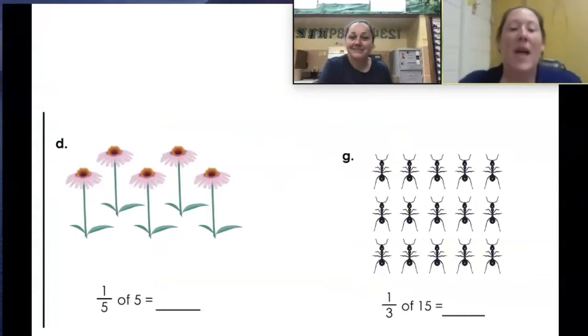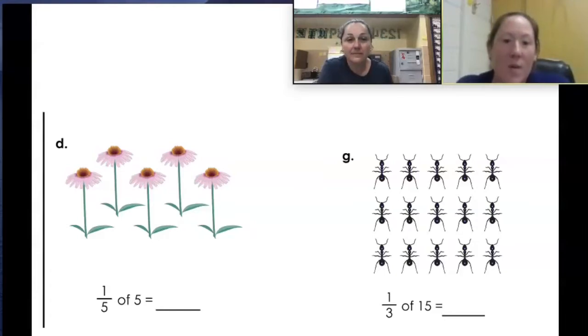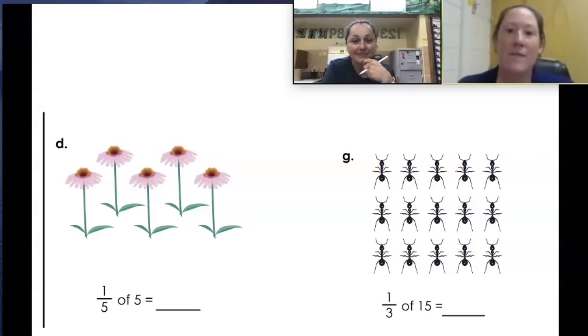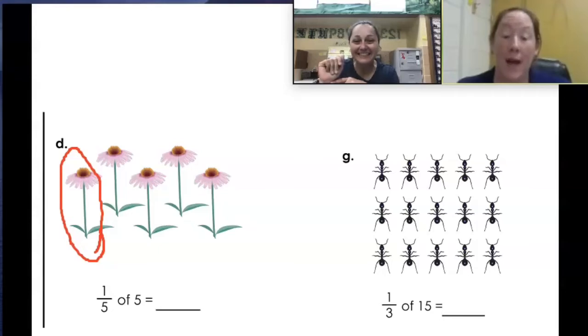Thanks, Mrs. Jones. So here we're going to take a look at parts of a group. So we know that we can have fractions where we take the shapes like Mrs. Jones did and break them into pieces, or we can look at a group of things and make fractions with those. So if we take a look at this first one, I am looking at the flowers and it's asking me to represent 1/5 of 5. So how many flowers is that? Well, let's take a look at our flowers. How many do you see? I have 1, 2, 3, 4, and 5. So 1/5 of 5. If I were to draw that in, I would have 1 flower, right? So it would be 1 of the group.